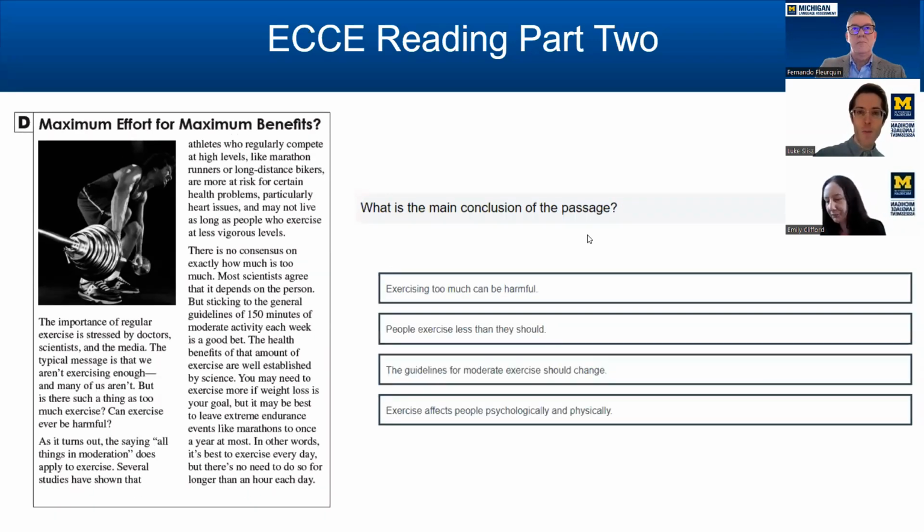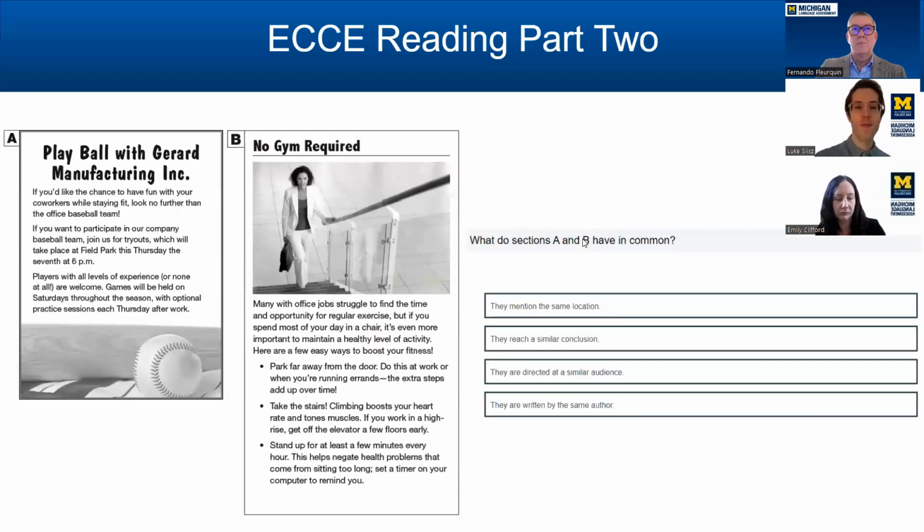And then we'll move on to what is the main conclusion of the passage. Because it's asking about the conclusion, you can probably assume the answer will be found at the very end of the passage. And you'll see that it says, in other words, it's best to exercise every day, but there's no need to do so for longer than an hour each day, which implies that exercising too much could be harmful if you do it more than the recommended amount. So in this case, A is our answer.